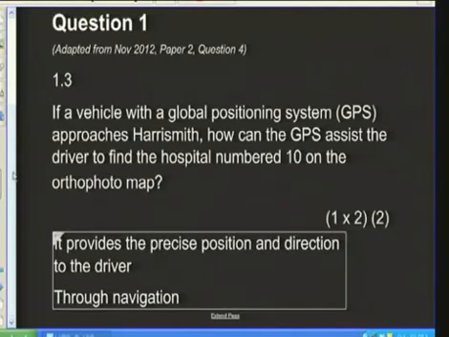And here it is. It will provide your precise position and direction where you are now and where your destination is, and then guide you along the roads to get to that destination through your navigation system. Okay, that brings us then to the end of question 1. Let's take a break and we'll see you in a little bit.